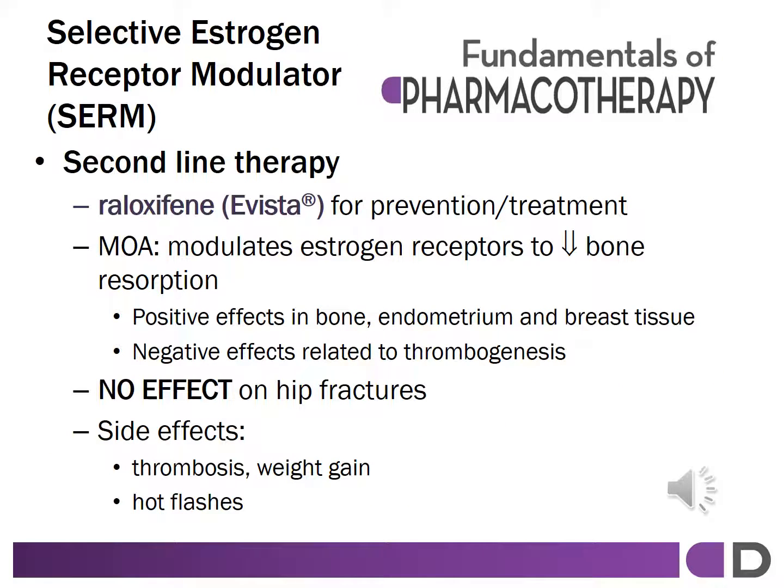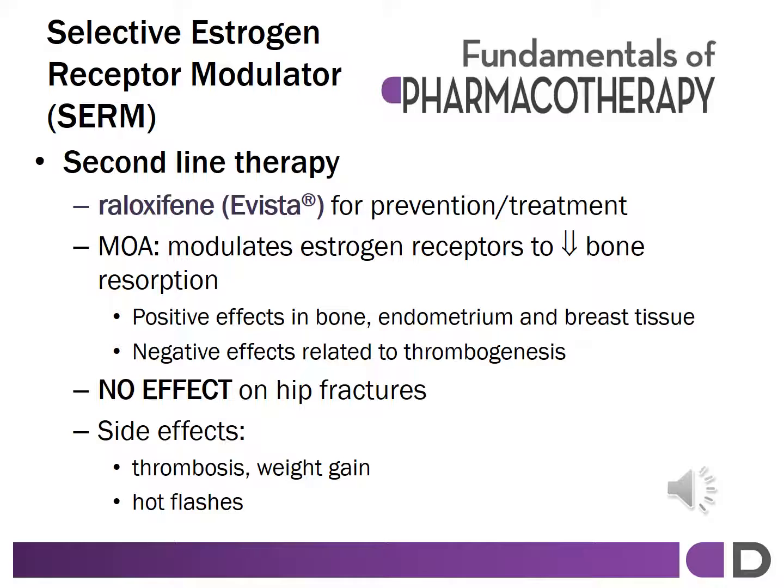The second-line therapy is selective estrogen receptor modulators, or SERMs. An example is raloxifene or Evista. Evista acts like estrogen on some receptor sites and acts like an anti-estrogen on other receptor sites. On the bone, it acts like estrogen, and as we talked about, estrogen minimizes bone loss. These medications can also be used to help prevent breast cancer.